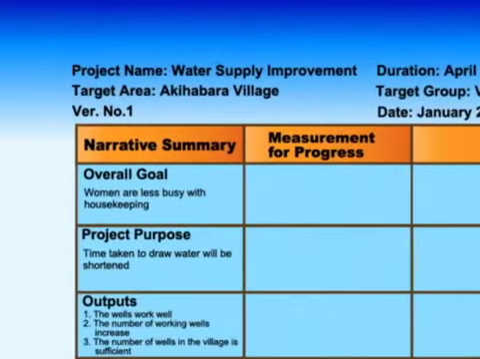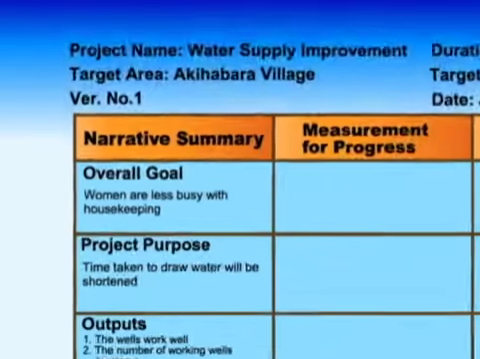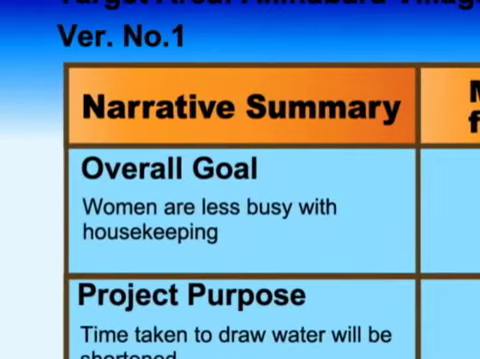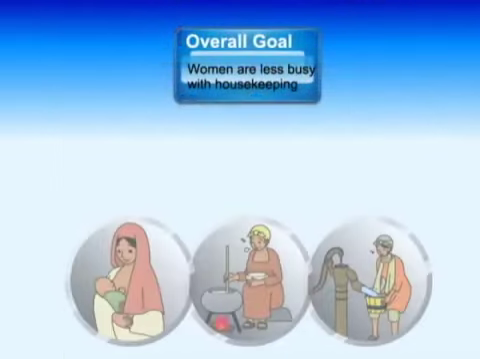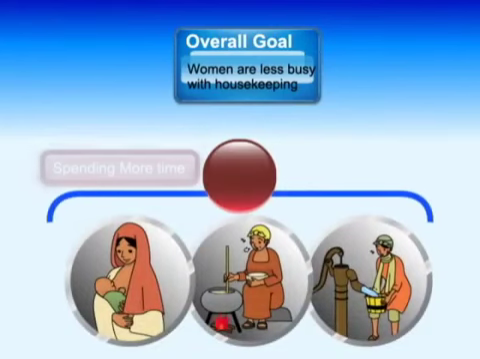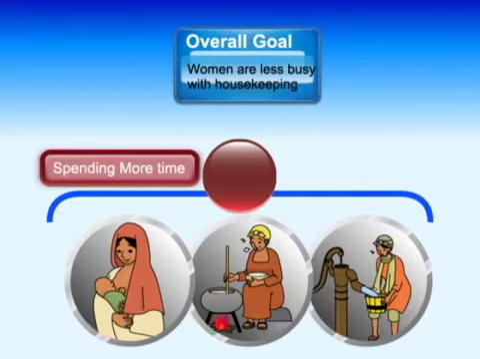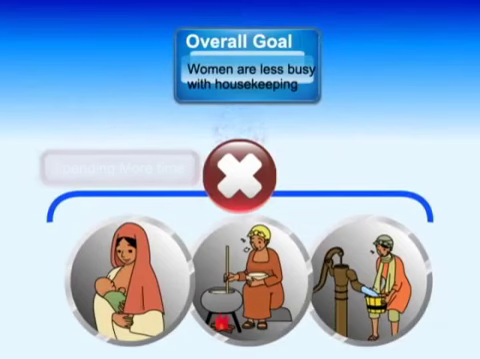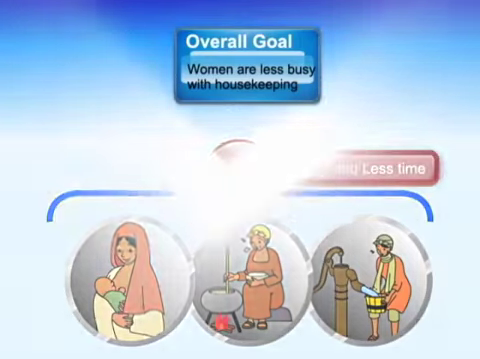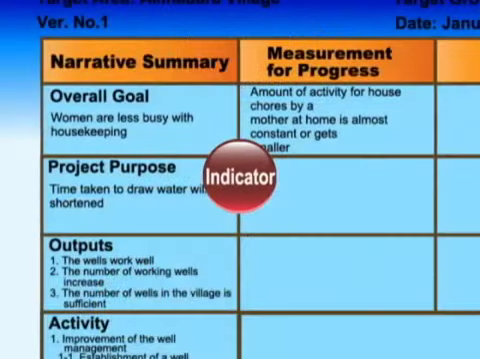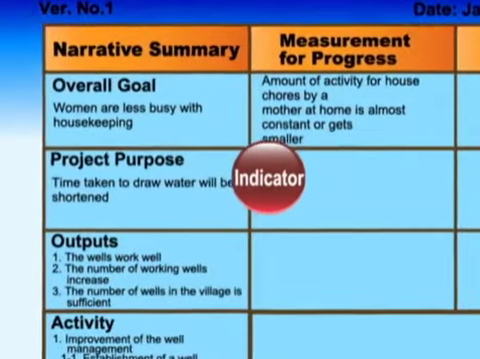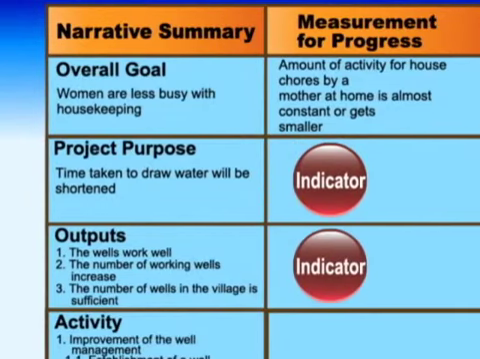In case of the water supply improvement project in Akihabara village, the overall goal is women are less busy with housekeeping. So, if a mother at home is spending more time for housekeeping, progress to achieve the overall goal is not taking place. And if she is spending less time, it can be judged that the overall goal is being achieved. Such indicator for judgment on progress should also be given to project purpose and each of the outputs.